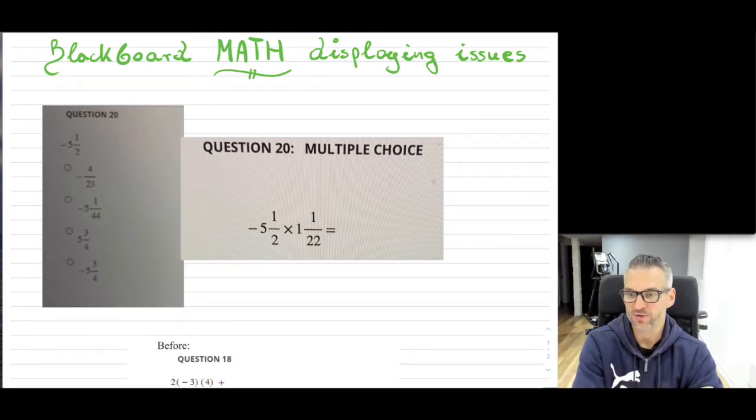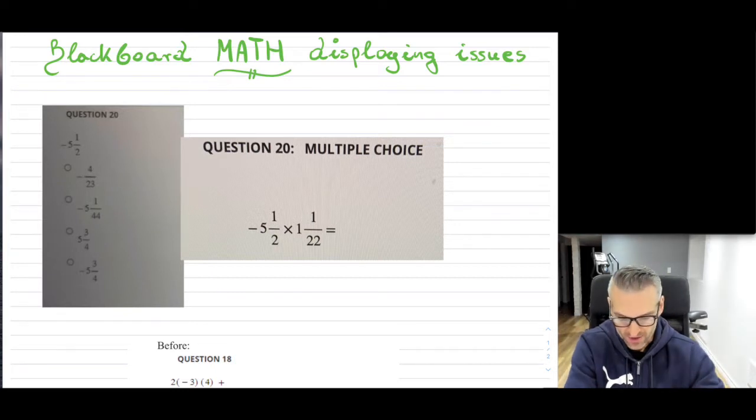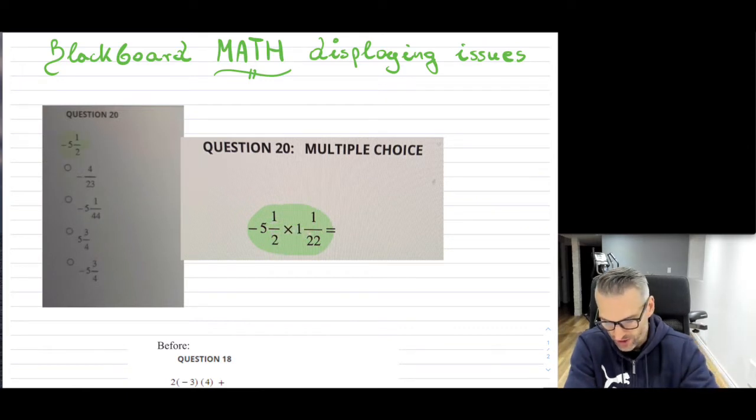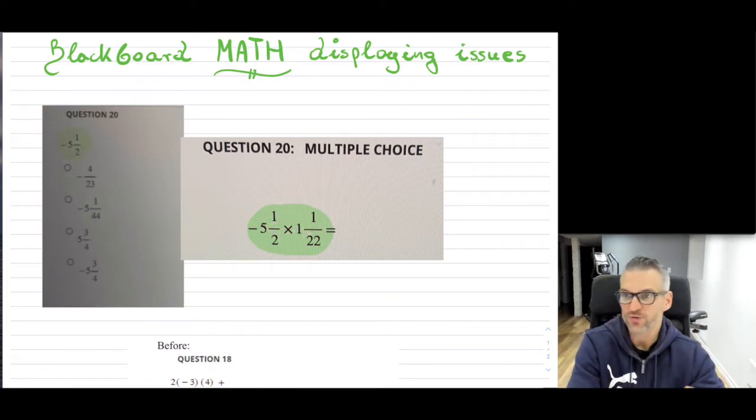Well, basically, as you can see on the screen here, on the left-hand side is what a student might see. This is question 20. It says -5 and 1/2. And then what should really be displayed is what you see on the right-hand side. So something has gone wrong for this particular student with regards to the display.